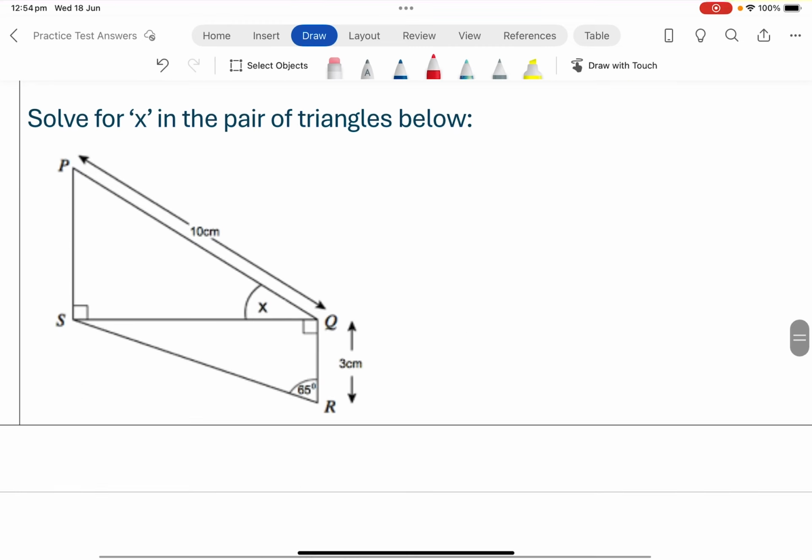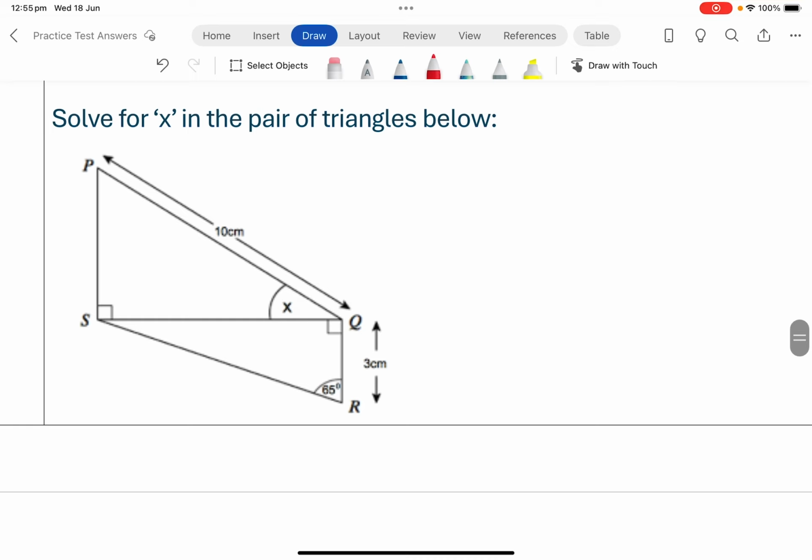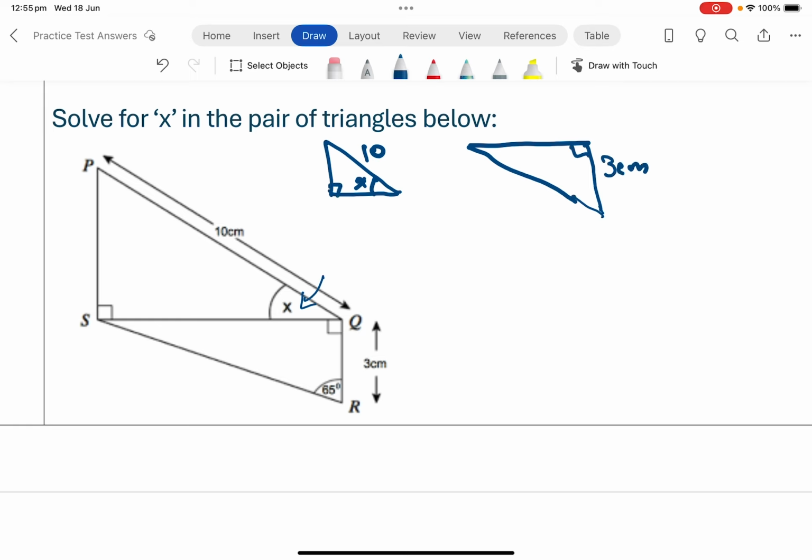Cool. All right. Ooh, tough one. This one we've got two triangles sitting on top of each other, and we're asked to solve for x, which is an angle. If I was just looking at this top triangle on its own, I don't have enough information. I have x there and 10 there, but I don't know anything else. With just one piece of information, I can't find x. However, if I look at the triangle below it, I've got 3 centimeters and 65 degrees. I have two pieces of information.